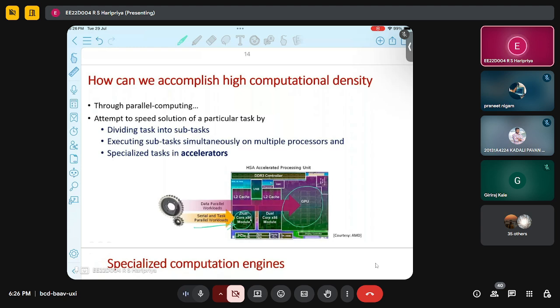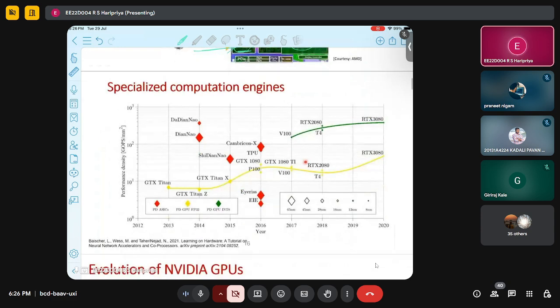Tasks which are not that data intensive can be executed in the processor itself, and those which can be computed in parallel can be given to the GPU. So the GPU acts like a coprocessor. Here we have specialized computation engines like ASICs, which are specialized for the AI benchmarks, and other GPUs, which are for AI benchmarks as well as generalized for video or graphics.